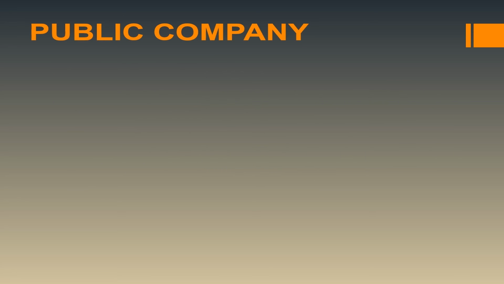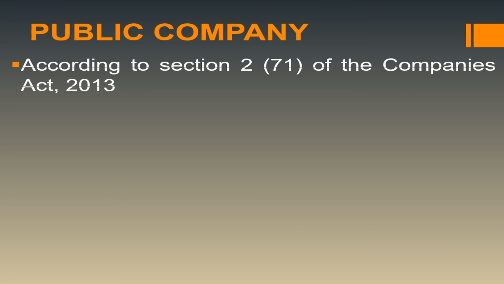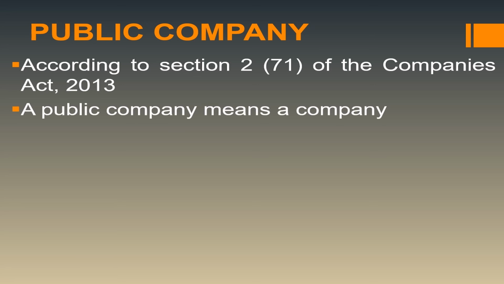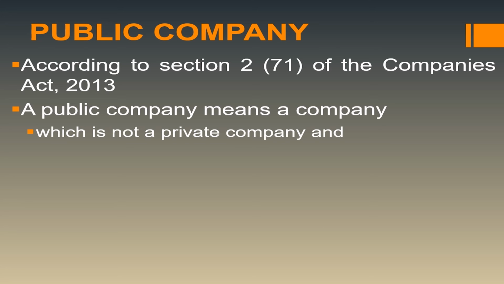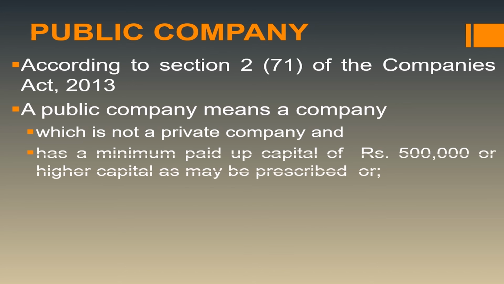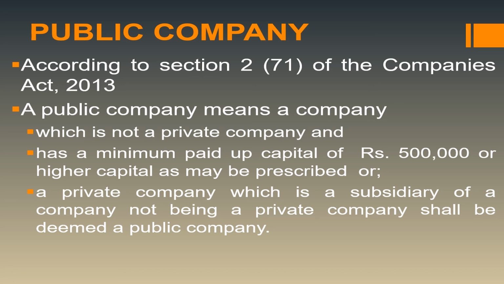Second one is public company. According to Section 2, subsection 71 of the Companies Act 2013, a public company means a company which is not a private company and has a minimum paid up capital of rupees 5 lakh or higher as may be prescribed. A private company which is a subsidiary of a company not being a private company shall be deemed a public company. And the last one is one person company.